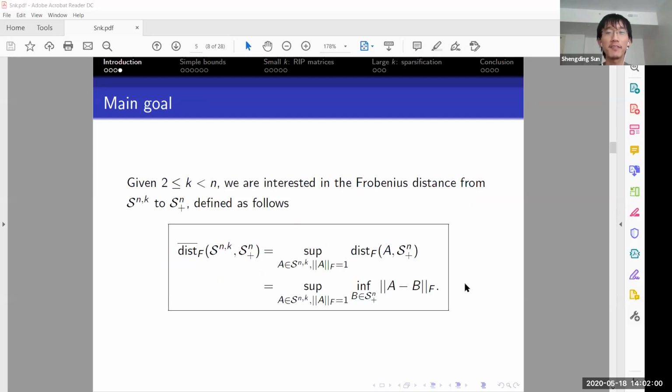After we define this object, our main goal is to study how closely this new S_n^k approximates the usual PSD cone. We use the metric defined as follows. Among all matrices in S_n^k, we consider the farthest distance from the matrix to the positive semi-definite cone. We call this the normalized Frobenius distance. In other words, among all matrices in S_n^k where the vector of eigenvalues has length 1, what is the most negative weight that you can get, measuring the weight of all the negative eigenvalues in the L2 sense?